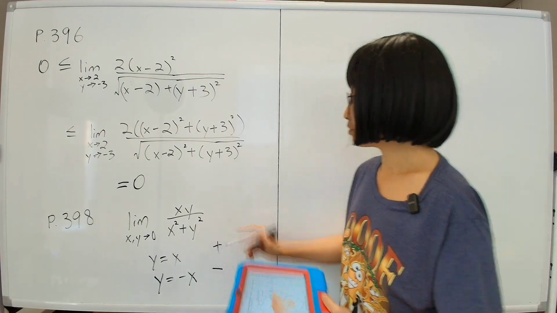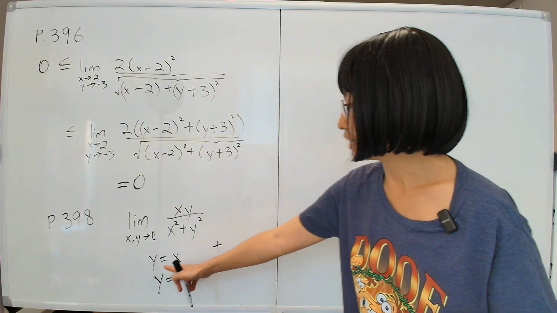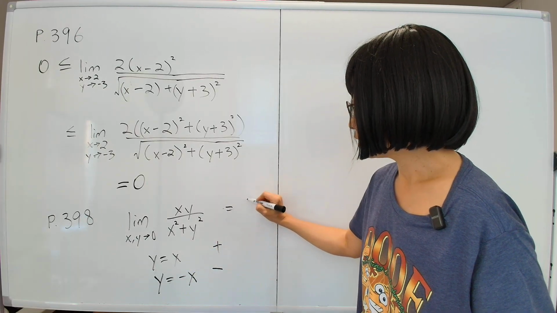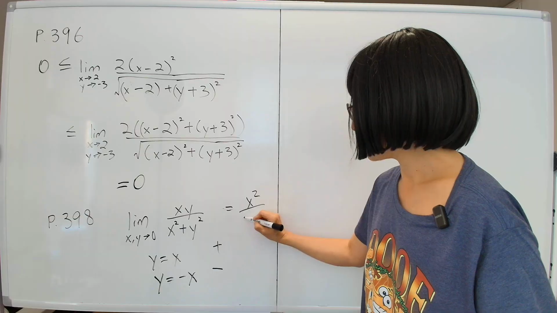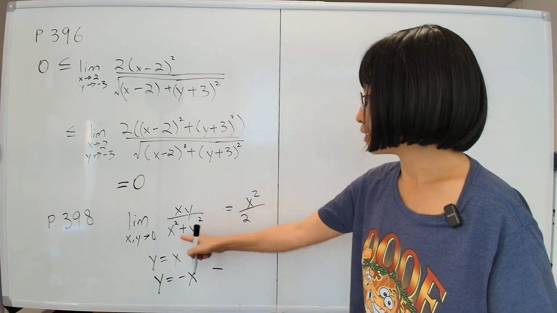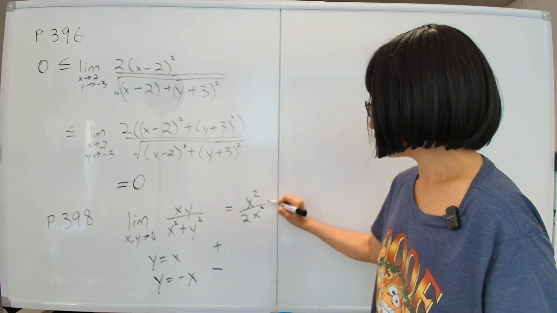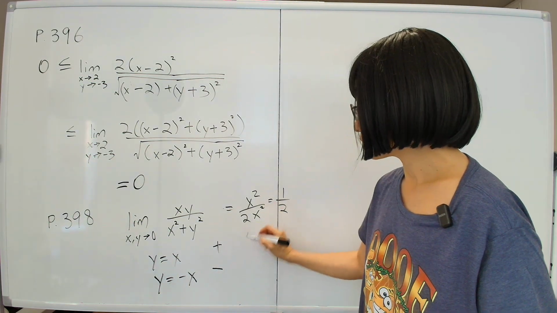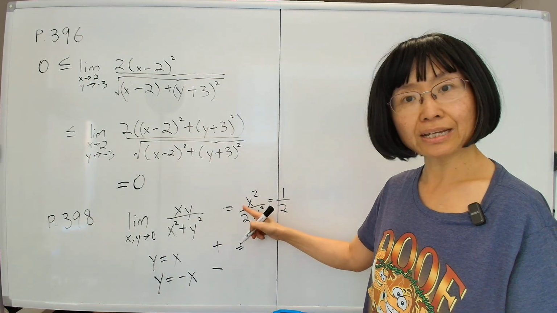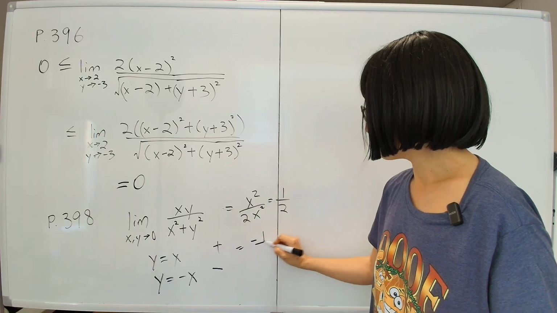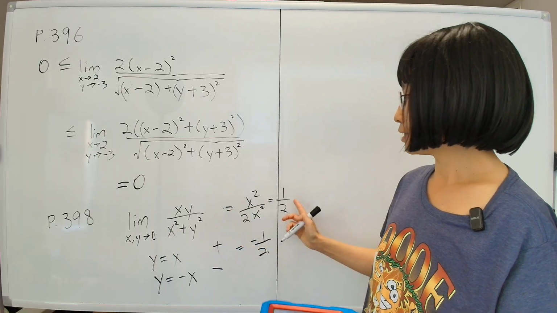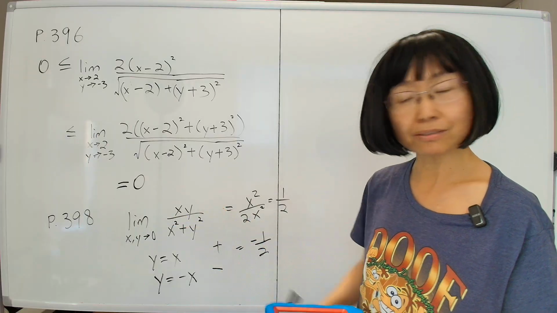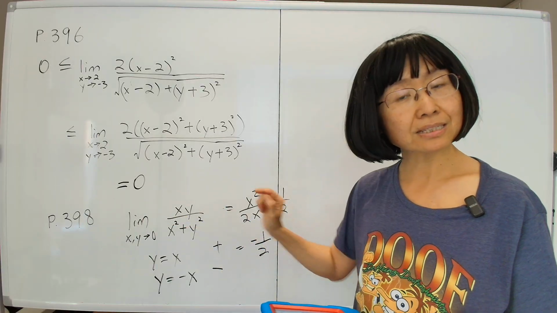Actually, I think I'll write down exactly what it is. If y equals x, this will be equal to x squared divided by, the bottom will be 2x squared, which equals 1/2. Whereas if y is minus x, everything is the same, except there's an extra negative sign here, so it becomes minus 1/2. So the limit is 1/2 approaching from one direction and minus 1/2 approaching from another direction. And therefore the limit doesn't exist at the point 0.